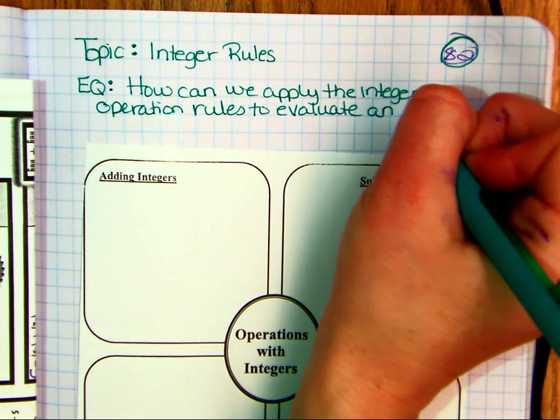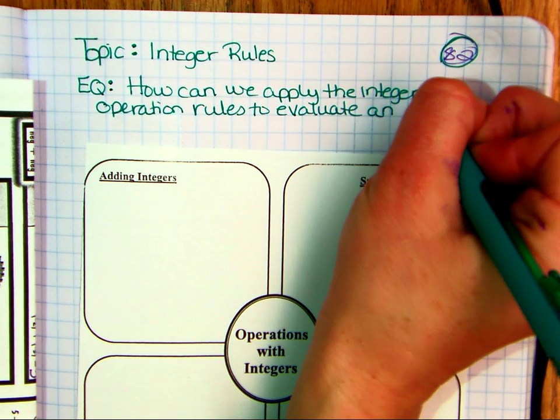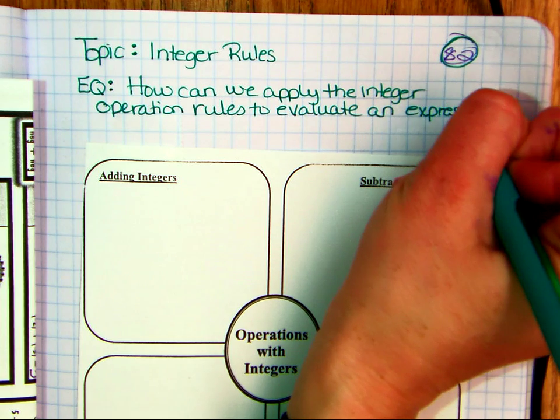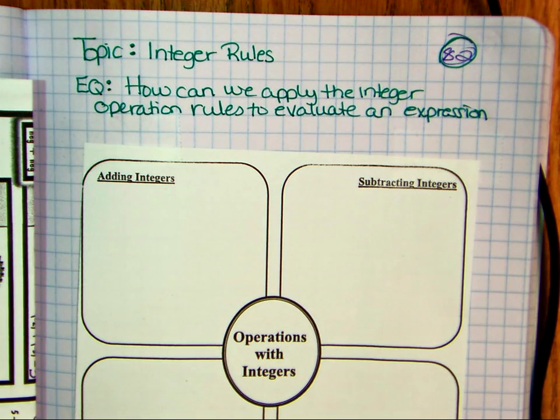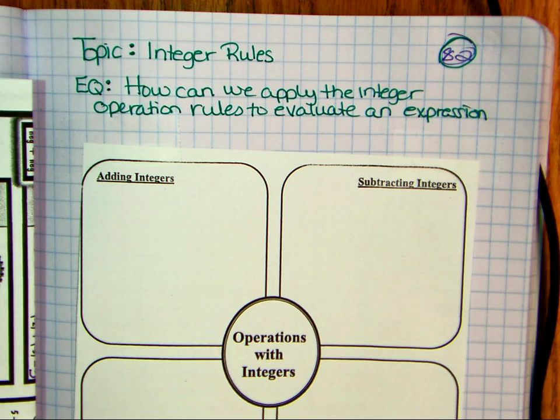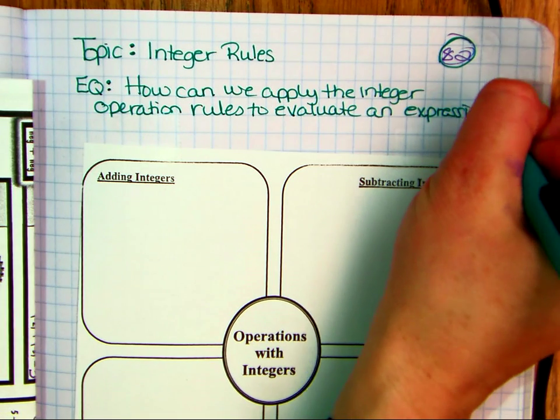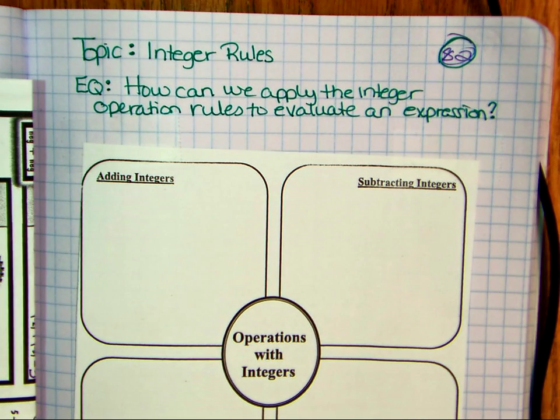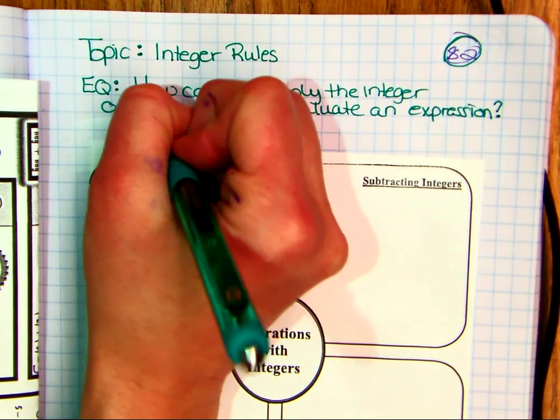Remember, an expression is a math statement that does not necessarily have an equal sign. And we can put it together to create later on an equation. So how can we apply the integer operation rules to evaluate an expression? And remember that integers are positive and negative numbers.